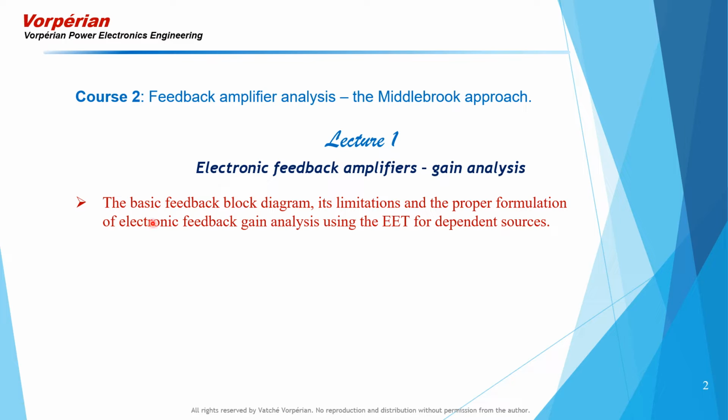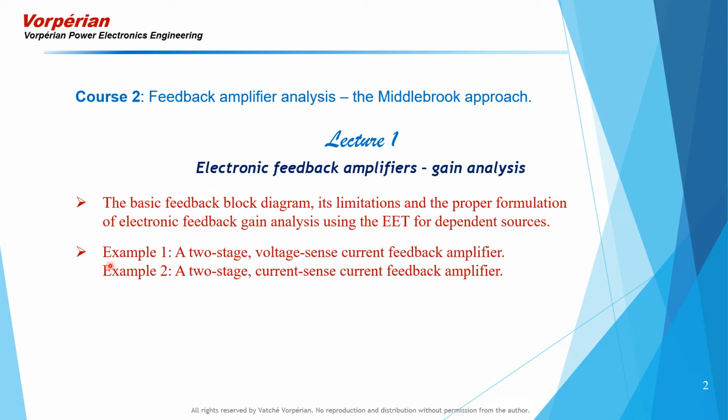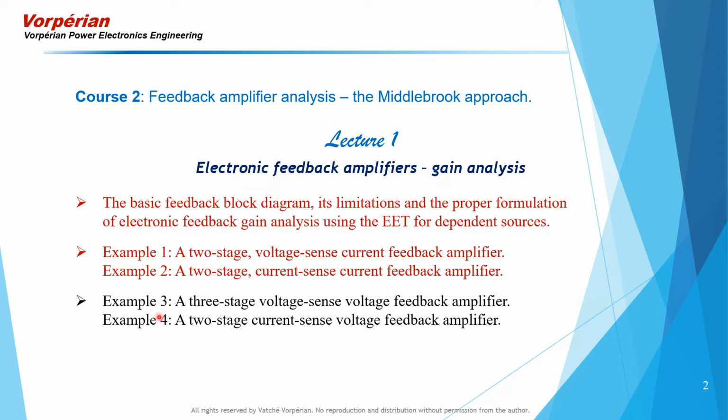I will first start with the basic feedback block diagram, discuss its limitations, followed by the proper formulation of electronic feedback, gain analysis using the Extra Element Theorem for dependent sources. I will then work out two examples in this video, a two-stage voltage sense current feedback amplifier and a two-stage current sense current feedback amplifier. In the next video, I will work out two more examples, a three-stage voltage sense voltage feedback amplifier and a two-stage current sense voltage feedback amplifier.